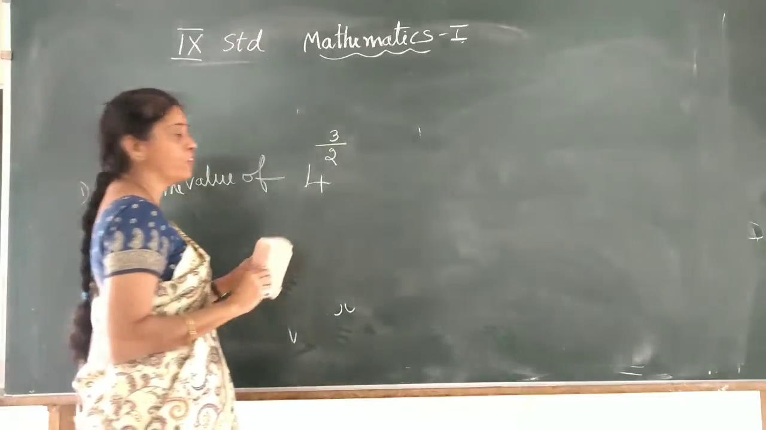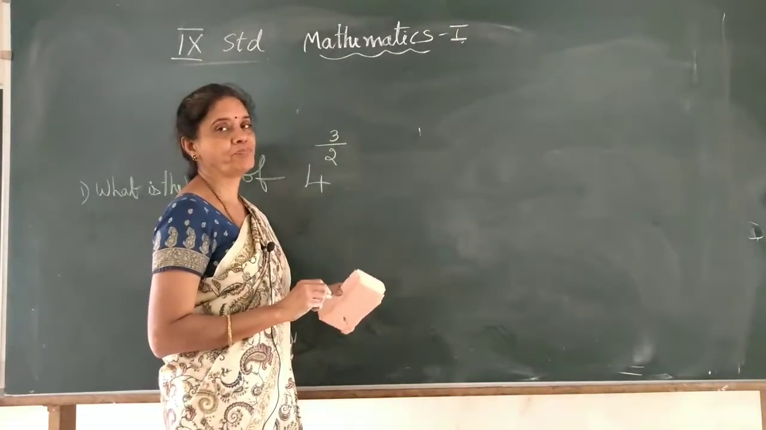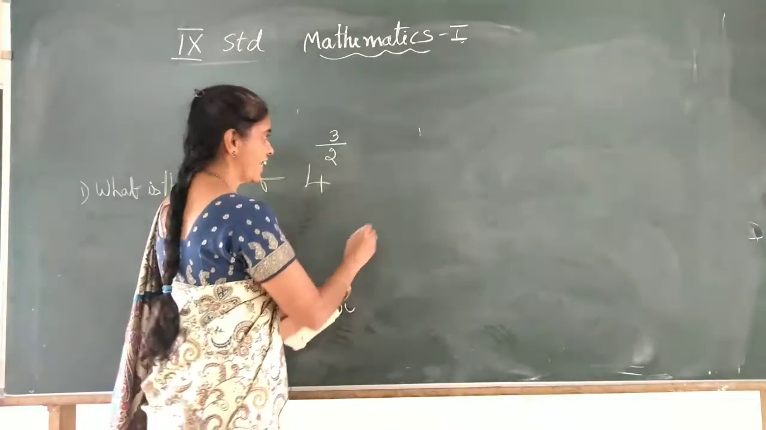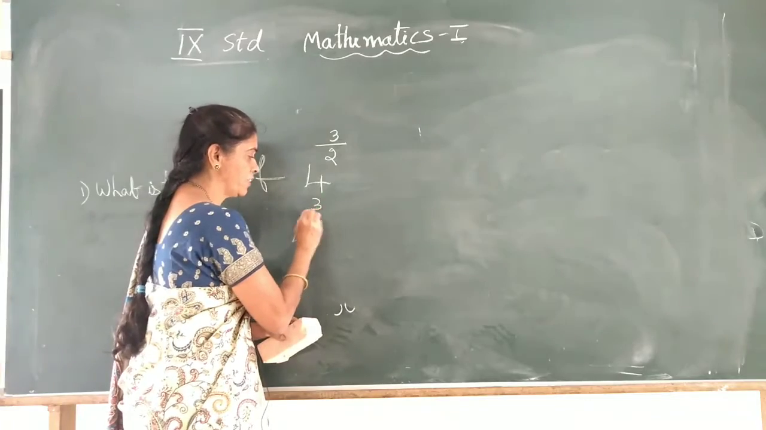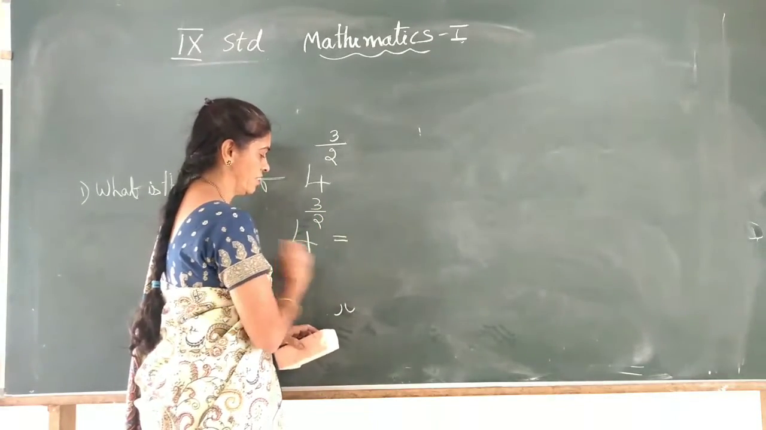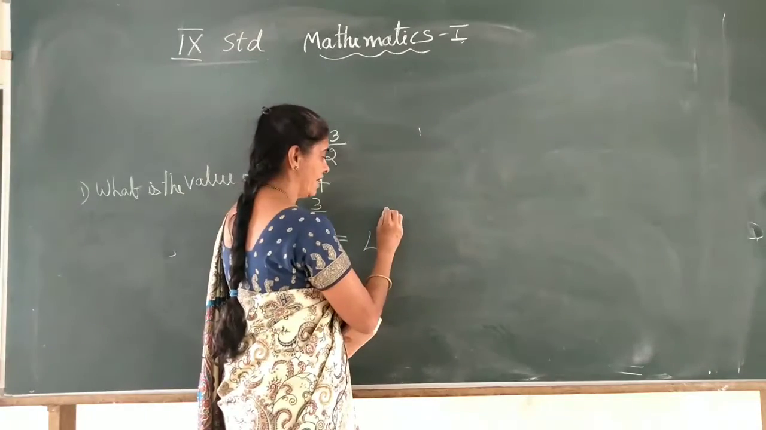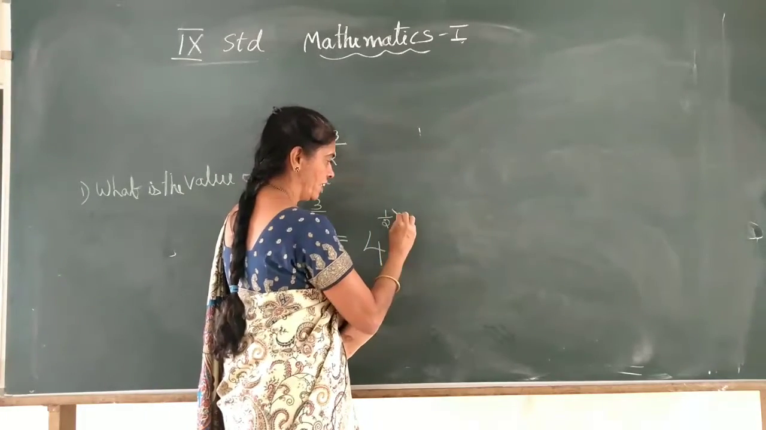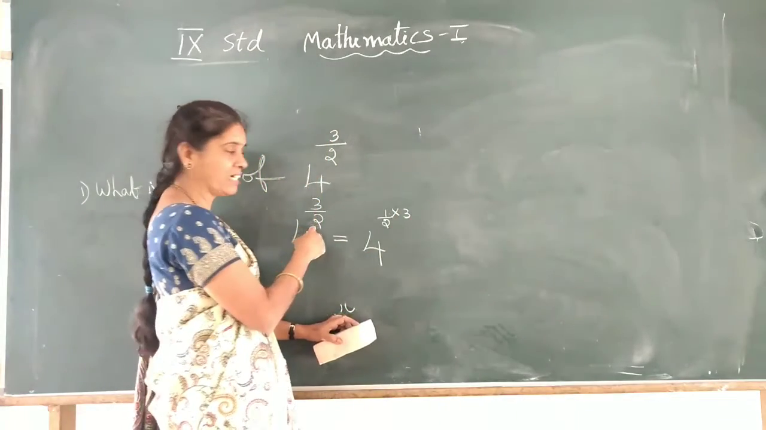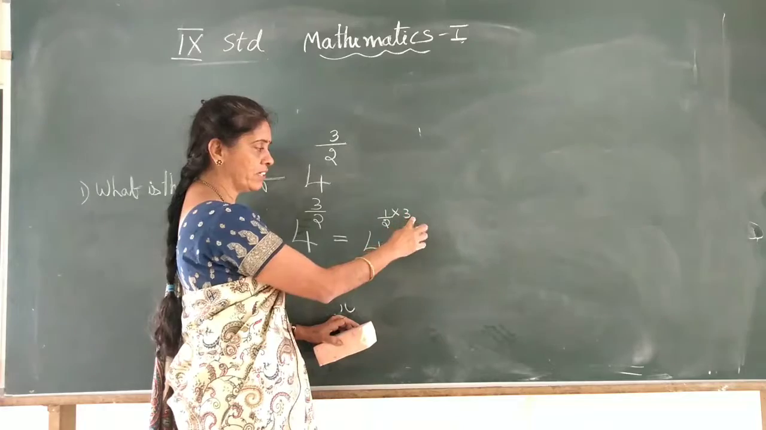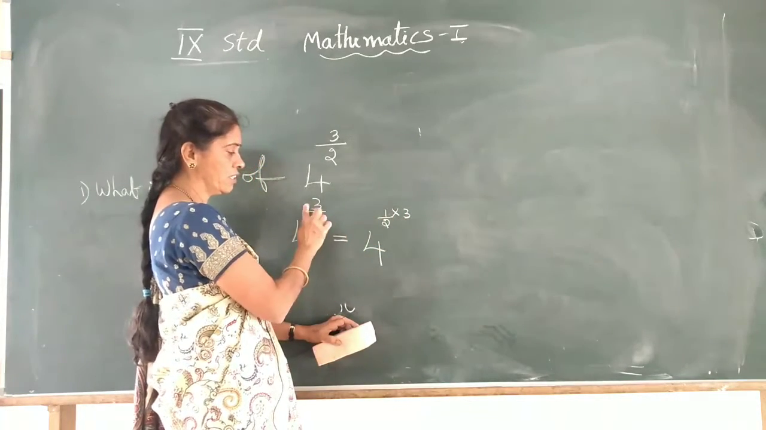What is the value of 4 to the power of 3 by 2? Now I can write 4 to the power of 3 by 2 as 4. One way is I can write half into 3. 3 by 2 can be written as half into 3. 3 ones are 3, denominator 2. So it is the same as 3 by 2.